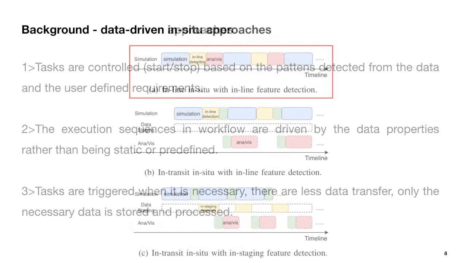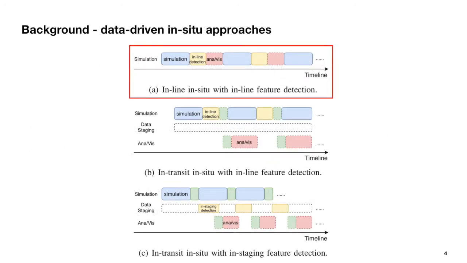What if we combine the data-driven approach with the in-situ approach? How will the workflow look? There are three typical cases. In Figure A, feature detection is performed inline after each iteration, and it also uses the simulation's computing resources. When interesting data is detected, the subsequent tasks are also executed inline. The time-consuming analytics or visualization is only executed when it is necessary in this case.